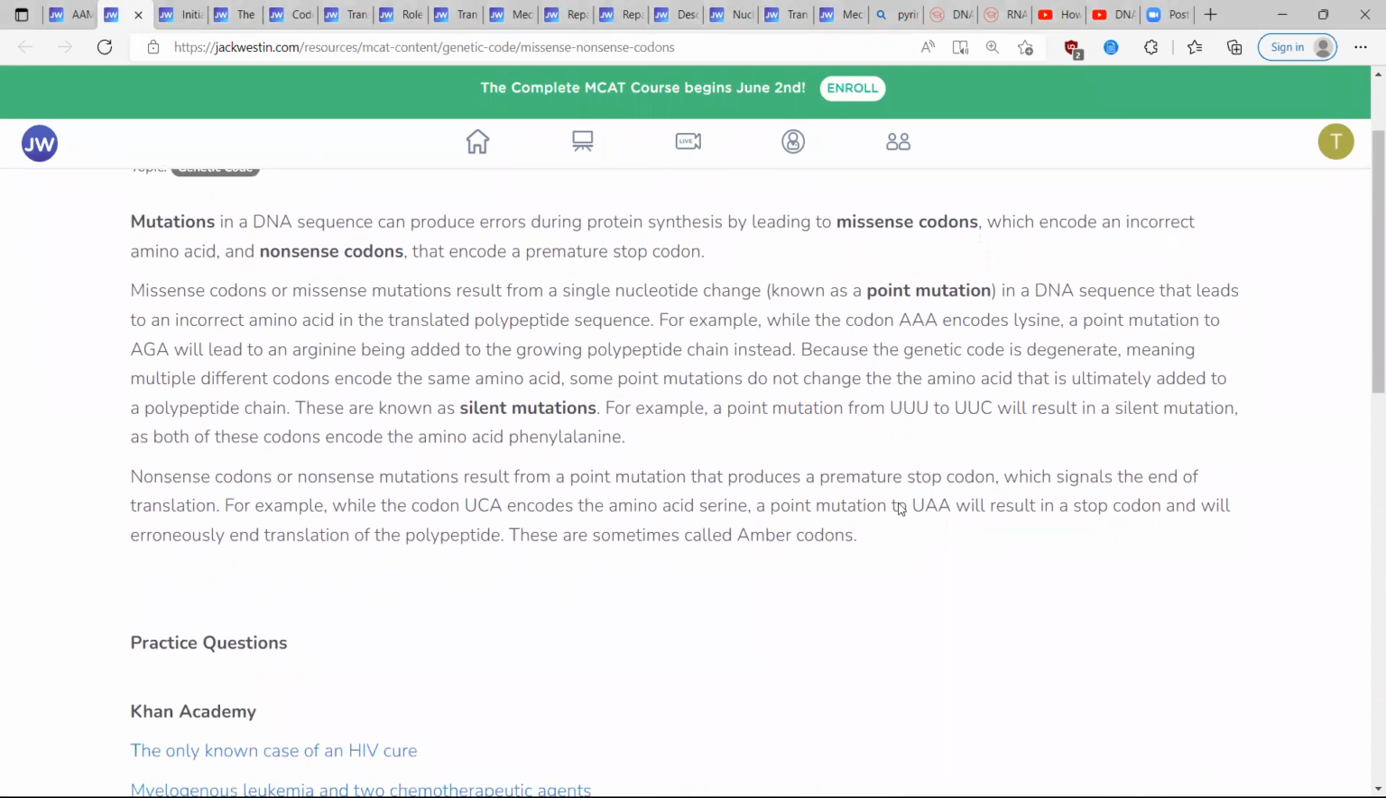So there's a few different types of mutations. If the mutation doesn't change anything, and it's in that third spot where we have wiggle room, it's a silent mutation. So it's not a problem, right? We still get what we wanted.